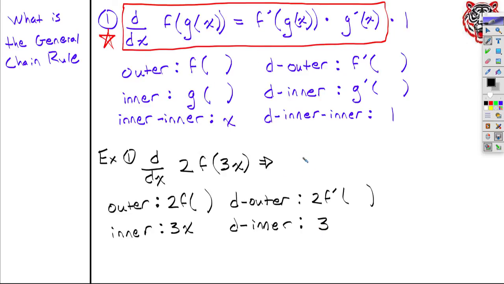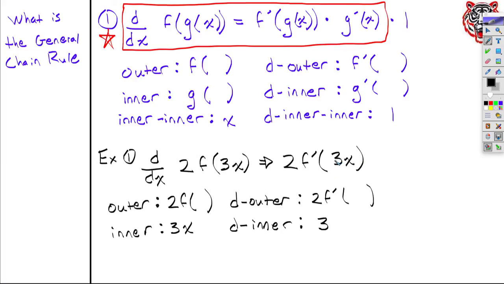Now let's follow the format up here. So what should I be writing here? Anyone? 2f prime of 3. 2f prime, careful. What goes inside here? This right here wasn't a derivative. It was just plain old inner. So inside here, 3x. Yeah, we didn't take the derivative of the inside yet. You just leave the inside alone.